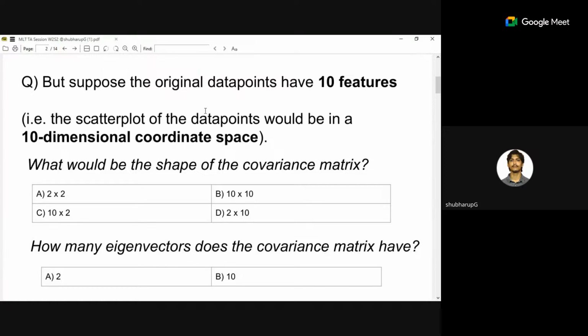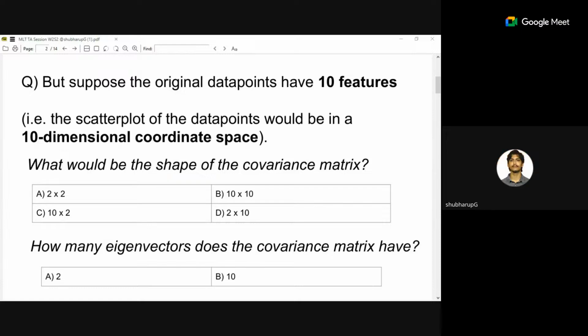Okay. So suppose the original data points have 10 features. Before I continue, please somebody give me a confirmation that my screen is visible to everybody. Yes, yes, yes. Okay, thank you.